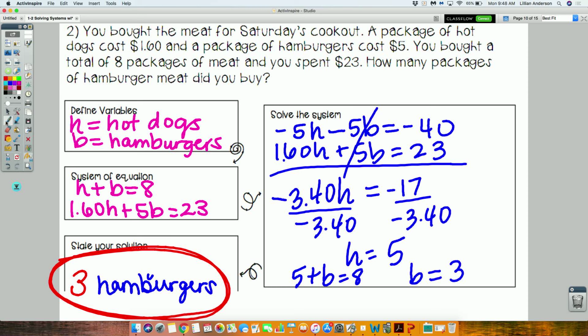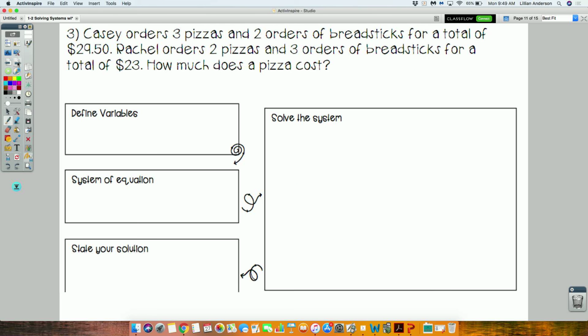Okay. Let's look at this next one. Changing it up a little bit, just a tad bit. Here's number 3. I'm going to give you guys 5 minutes. After about 1 minute, I'm going to check to see how you did on your system. Okay? Just to make sure we got the system set up. So go ahead and work on number 3.